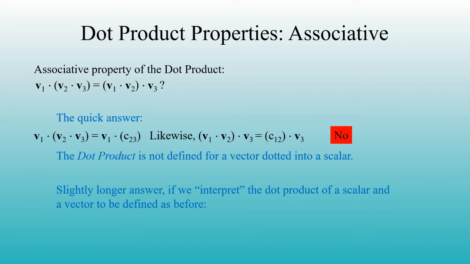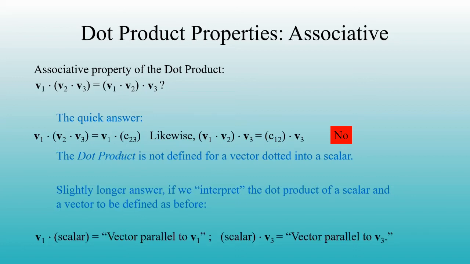We know that the product of a scalar and a vector is another vector with a different magnitude but pointing in the same direction as the original vector. Thus, via this geometric argument, we see that the product on the left is a vector parallel to v1, while the product on the right is a vector parallel to v3. That is, even if we get clever like this, v1 is not parallel to v3, and so we can state with some degree of certainty that the vector dot product is not associative.